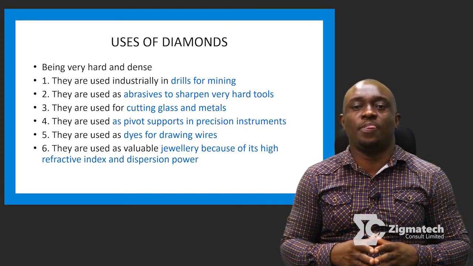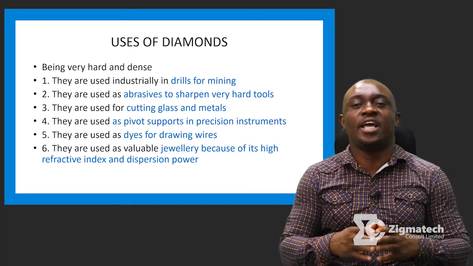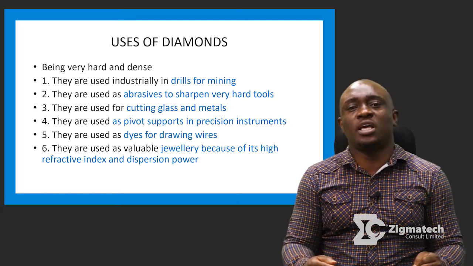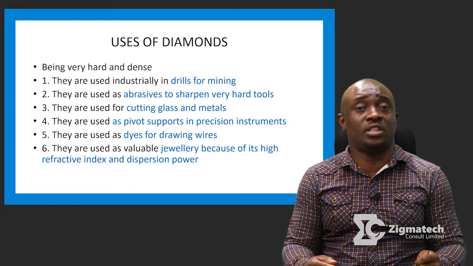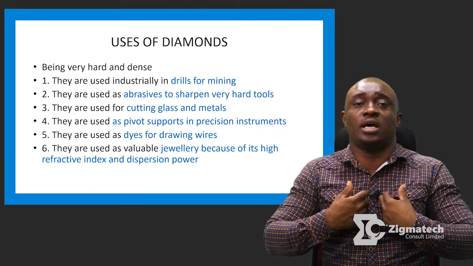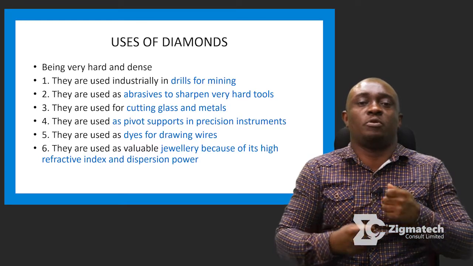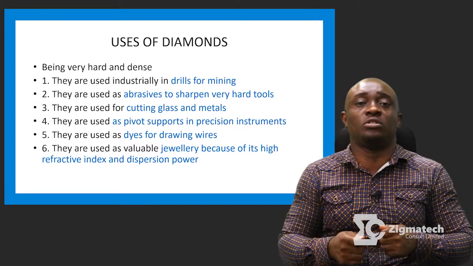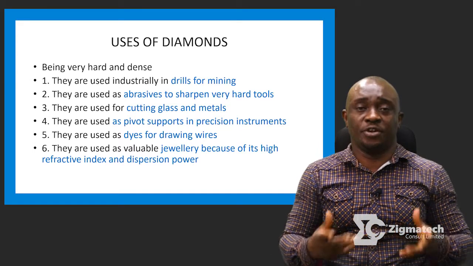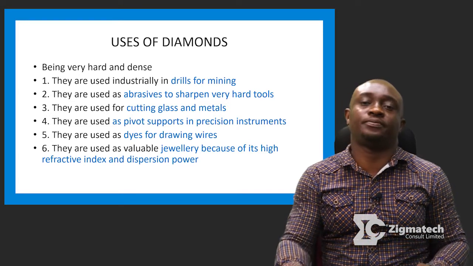Then finally, they are used as valuable jewelry because of its higher refractive index and dispersion power. Because diamond has this higher refractive index, it's used as jewelry. Whenever you see some women wear their necklace, you see a pendant somewhere, and that pendant will be glittering. From year to year, it does not tarnish, neither do you see it going low in quality. It remains the same. So diamond is a precious material.